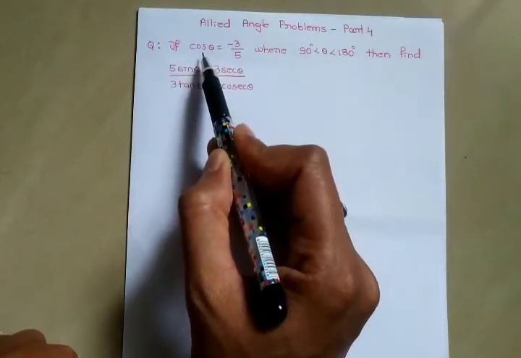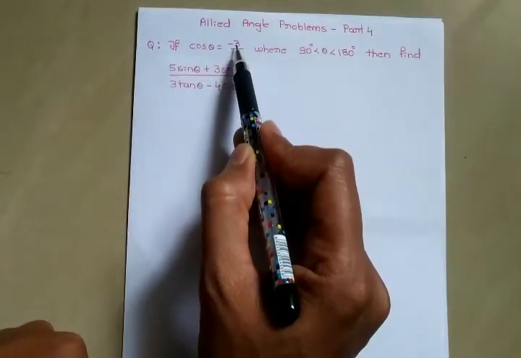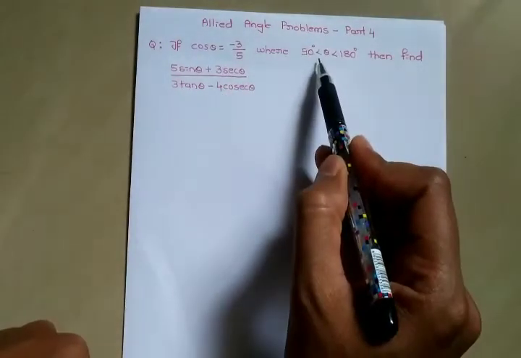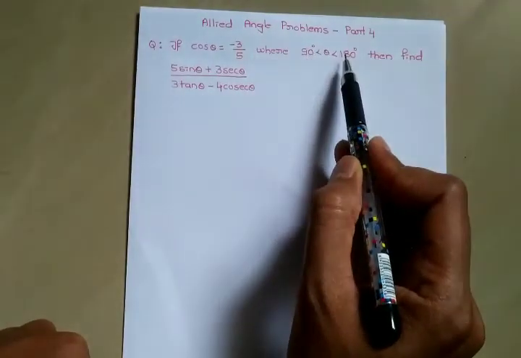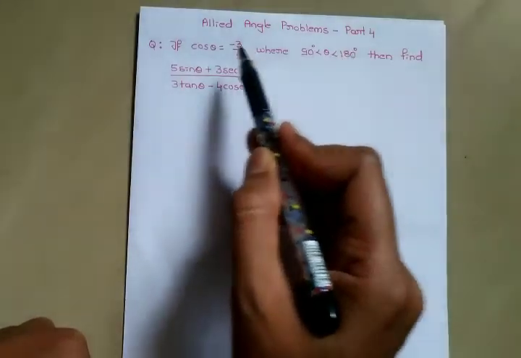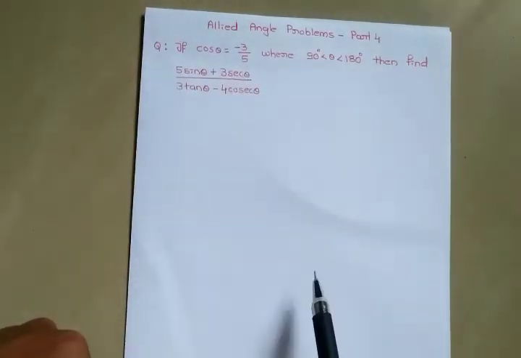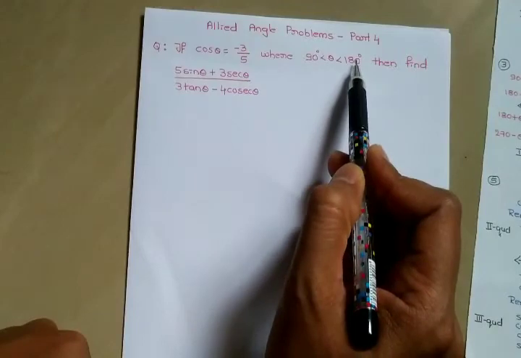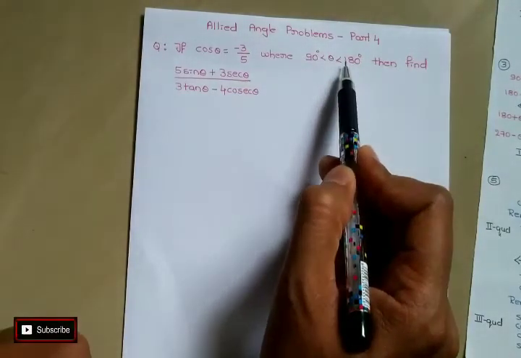In this type of example, one trigonometric function value is given. Which trigonometric function value is given? Cos theta value is given, how much? Minus 3 divided by 5, and one condition is given, that angle theta lies between 90 and 180 degrees. So using these two you need to find out this value.